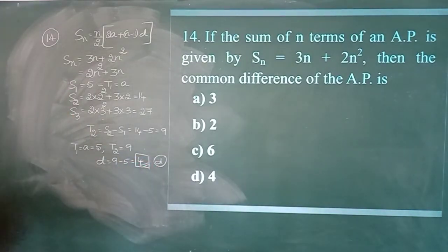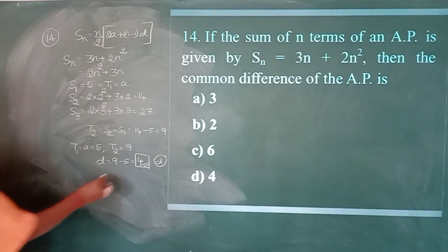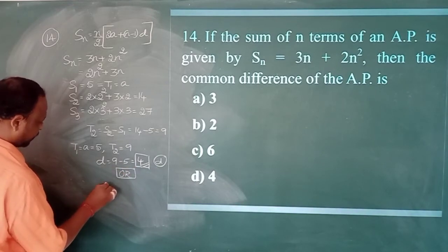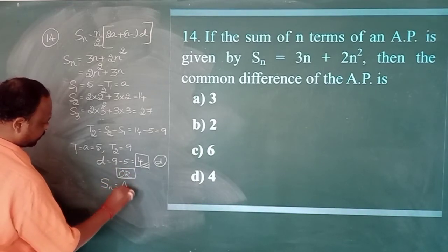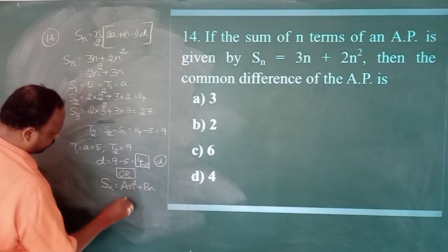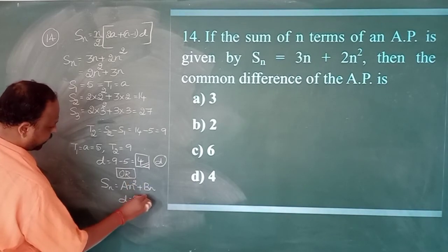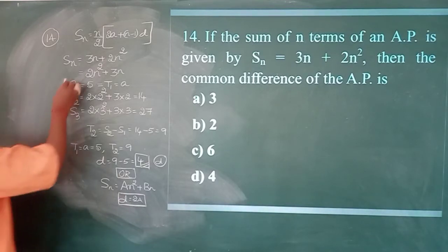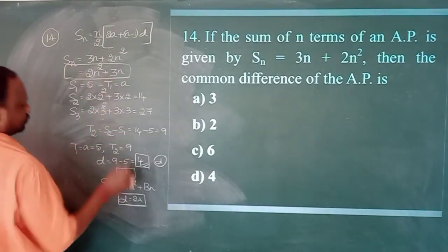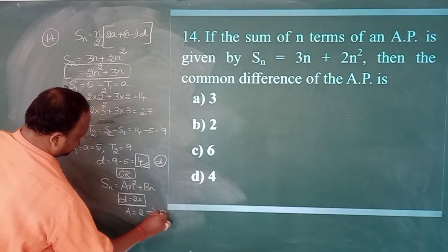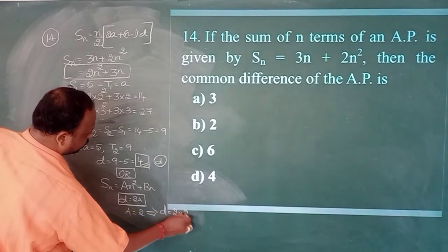Or we have one more method, the shortcut method. Directly you can write: whenever the sum is of the form a n square plus b n, then the common difference is always equal to 2a. Now observe the capital A. Capital A is 2 here, which implies d is equal to 2 into 2, that is equal to 4.